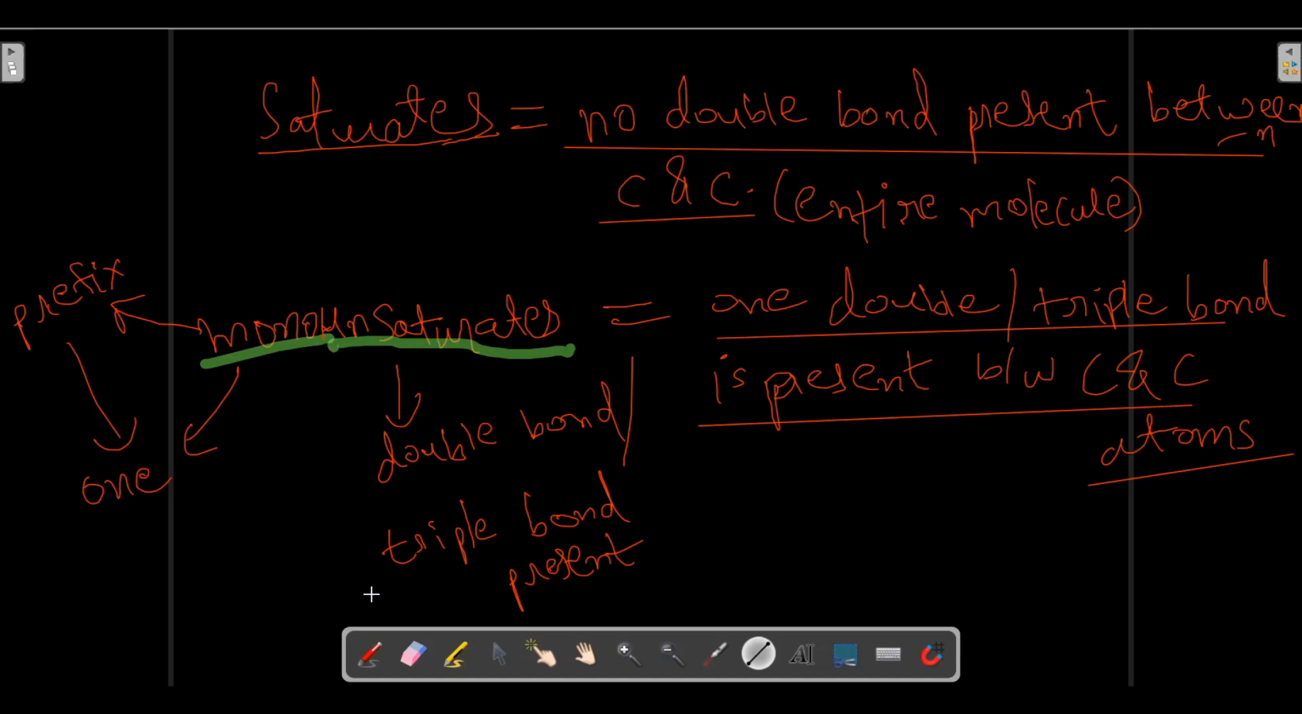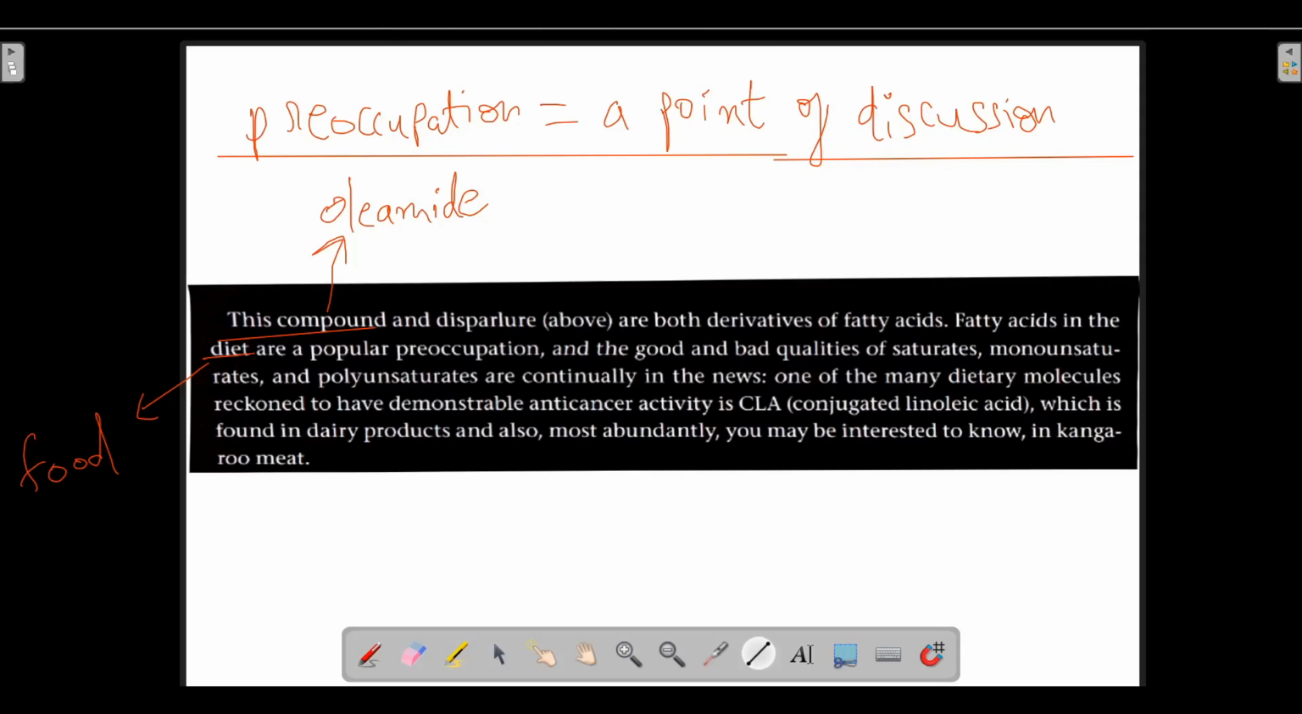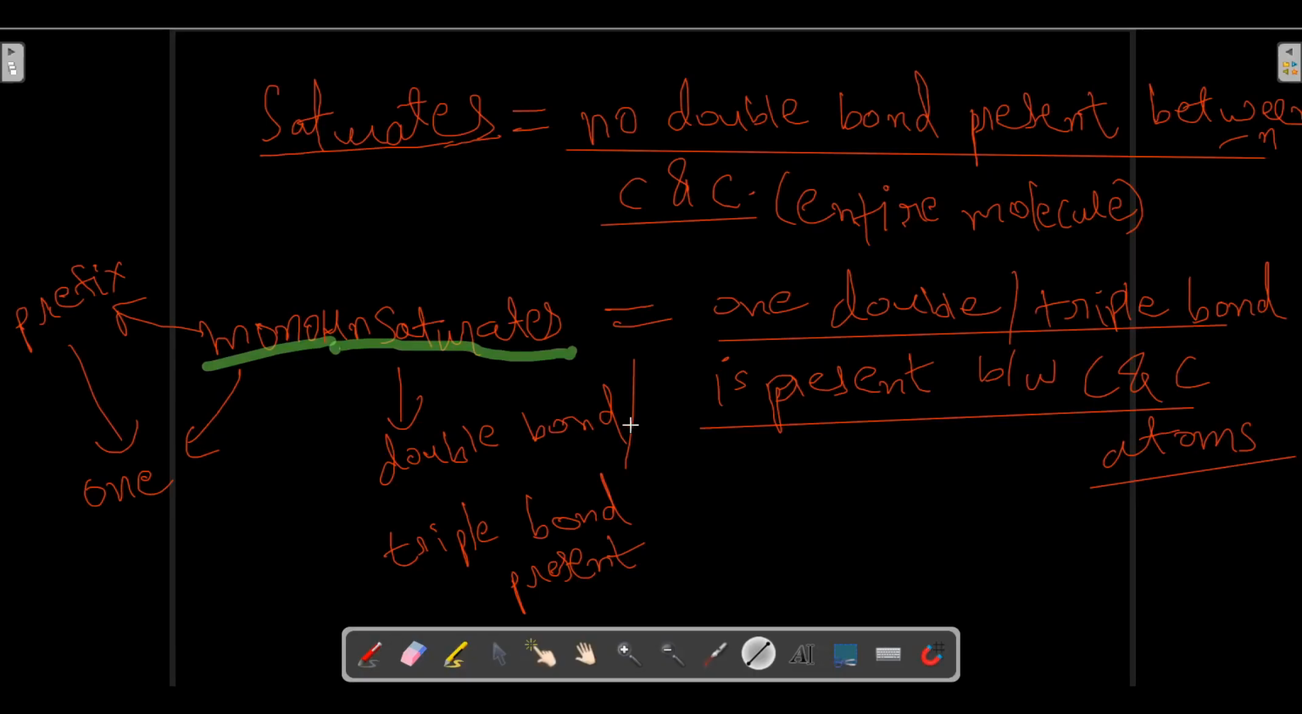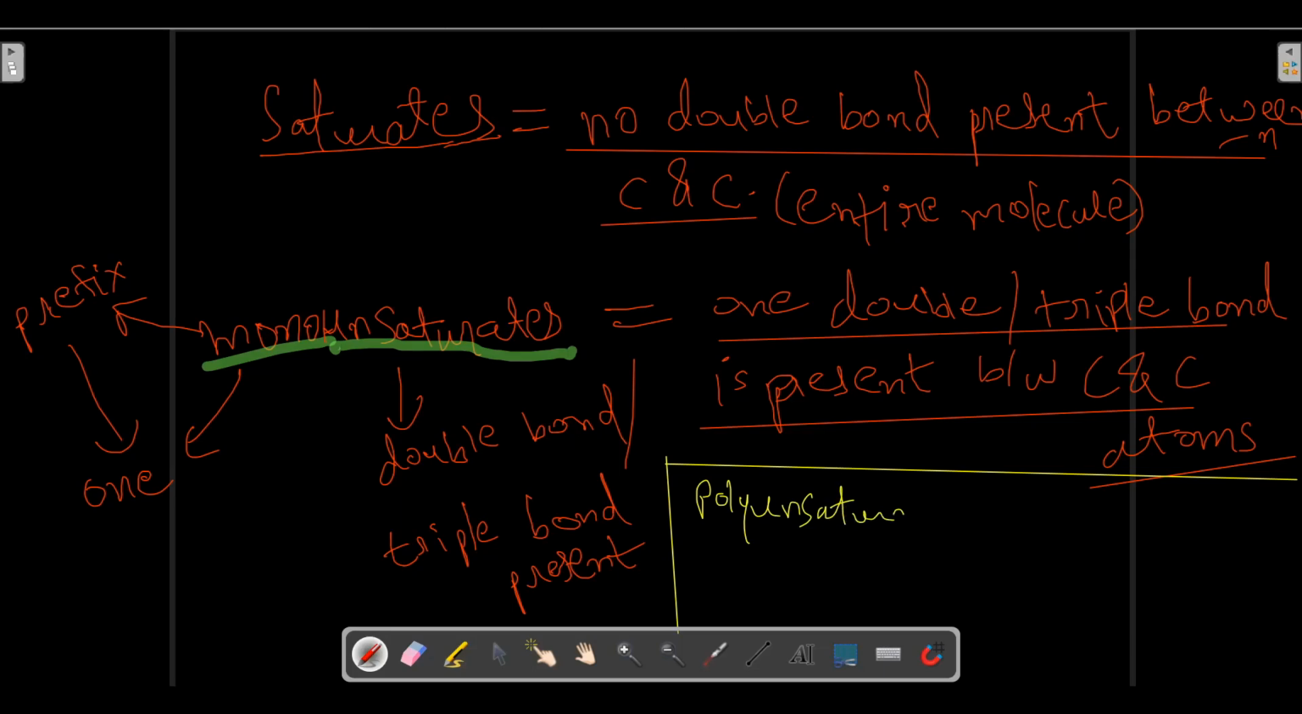Now what does it mean by polyunsaturates? The prefix poly implies many, and unsaturates implies double or triple bond.